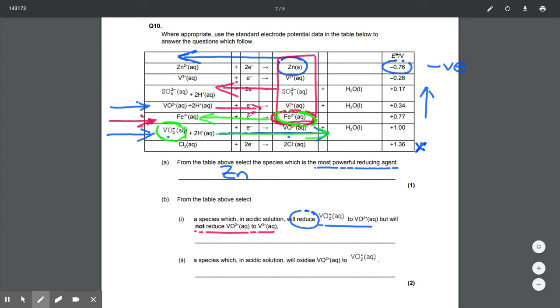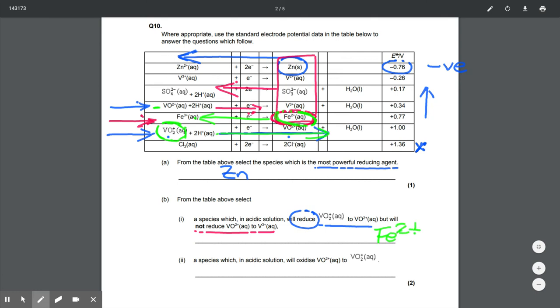That's fine. What we have to make sure is that the VO2+ equation above it isn't then sufficiently strong enough to make that reaction go back the other way, and the voltages don't allow it to do. So in order for this one to be right, the species which will reduce that substance but won't reduce that substance is the iron 2+ species.